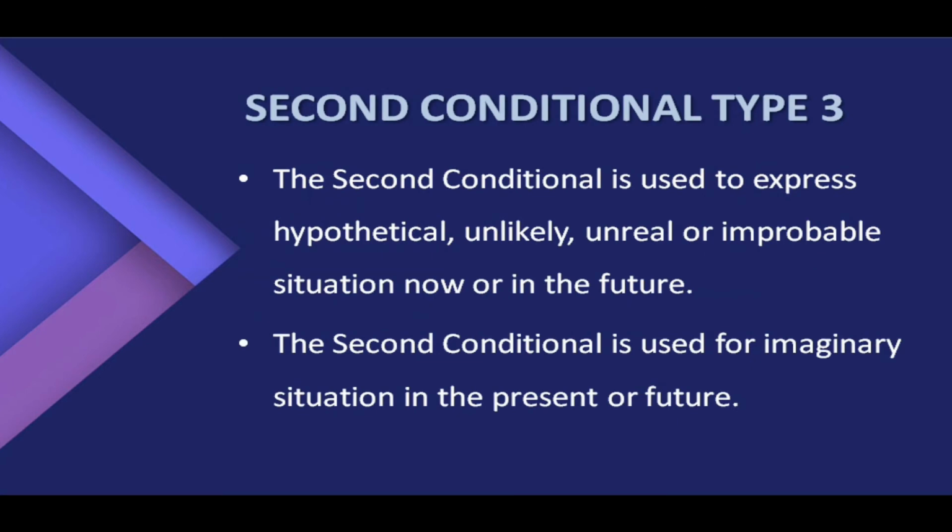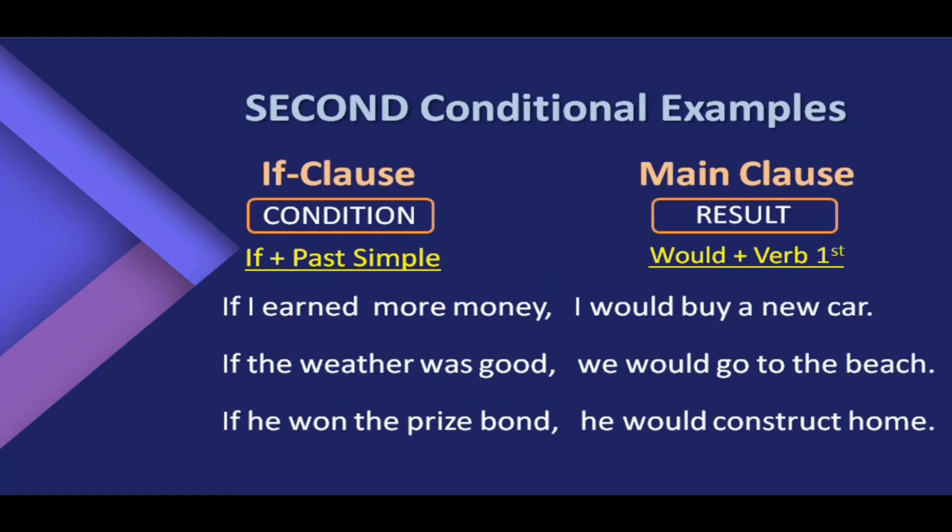The second conditional is used for imaginary situations in the present or future. Let's see second conditional examples. Again we have the if clause and the when clause. In the if clause we have the condition and in the when clause we have the result. The structure of the if clause is if plus past simple, and the structure of the result clause is would plus verb first form. Here we use would, and with would we use the first form of the verb.